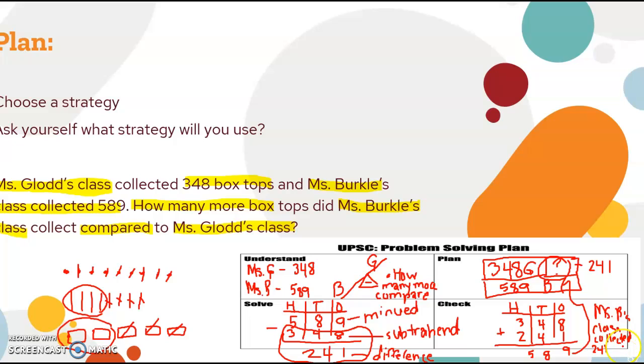And since I don't have enough room and I don't want to jumble it up so that you really can't read it, in my checkbox I would also write a statement justifying my answer saying that Miss B's class collected 241 more box tops than Miss Glide's class.